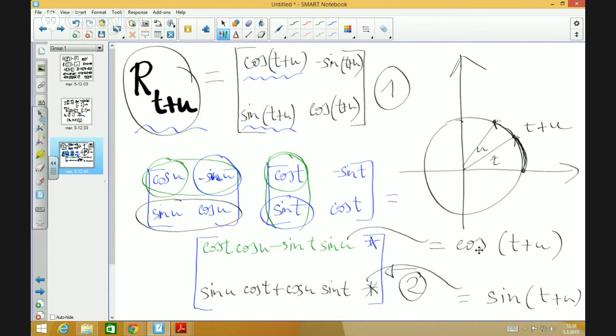Okay, so with this example, we are going to close our discussion of matrix transformations and how they can be used to implement operations in computer graphics.